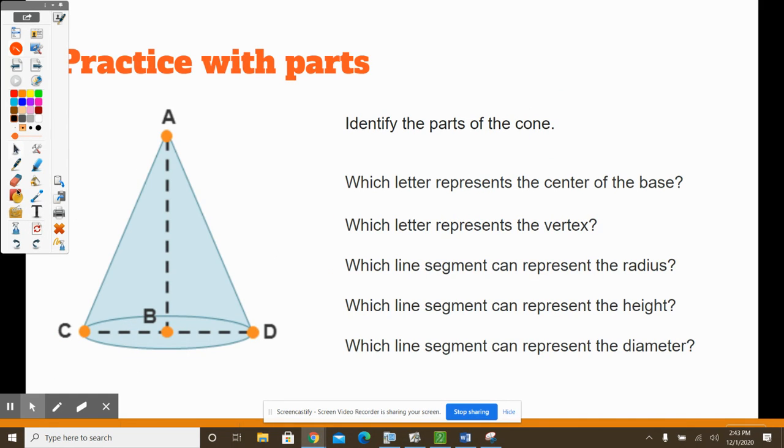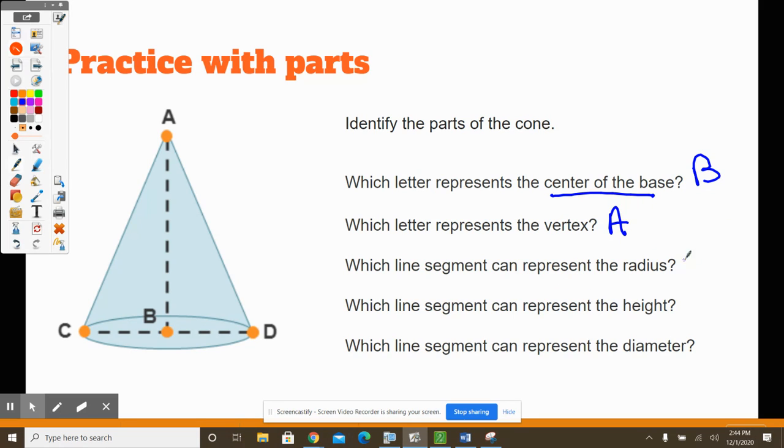So let's talk about these parts. What is A? Well, they said, which letter is the center of the base? That's B. Which one is the vertex? A. You can pause it to work ahead if you want. Which one will be the radius? It wants a segment. So the radius, you could do two choices. You could say B to C, and since it says segment, we have to put that segment sign on top. Or you could say B to D. Those are both a radius. The height has to be B to A or A to B. That's the same thing. And then the diameter goes all the way across, and that would be C to D.